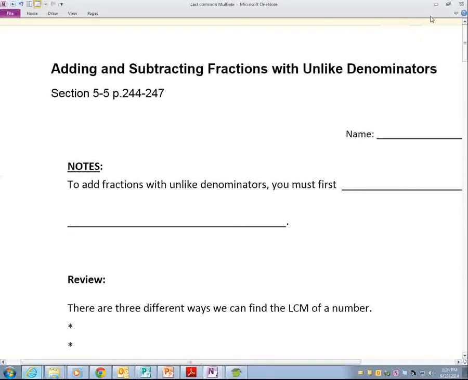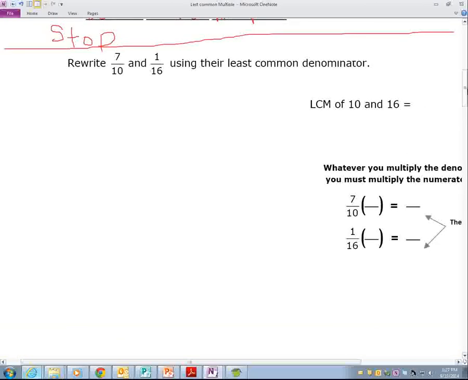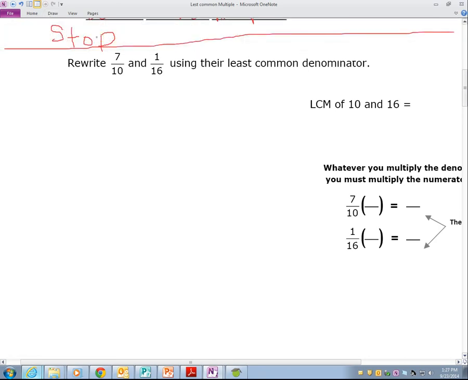So this is a continuation of adding and subtracting fractions, section 5.5. What we just did was find how to rewrite 7/10 and 1/16 using their least common denominator. So we need to find the LCD or LCM of those two. We did the upside down division method, aka the box method, aka cake method, so that there's less chance of getting anything wrong.